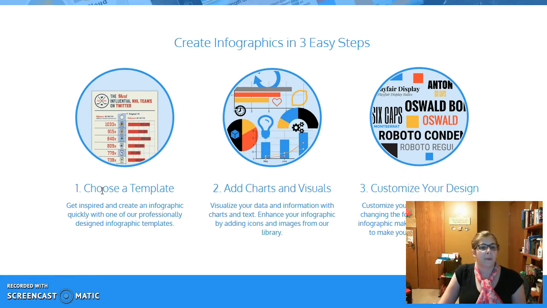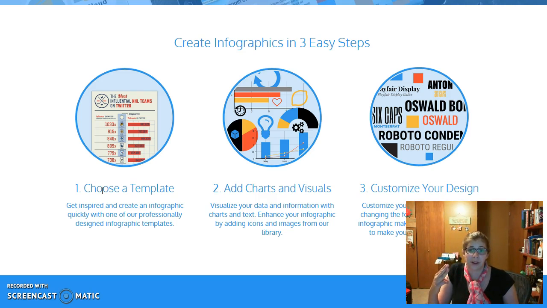So once we get started, we're going to have three basic steps. We're going to choose a template, we're going to add charts and visuals, and then we're going to get to customize our design. Today, watching this video, I'm going to help you through the first two steps. Well, I'm going to call three of my own steps. 1, getting an account. 2, selecting a graph. And 3, importing our data.